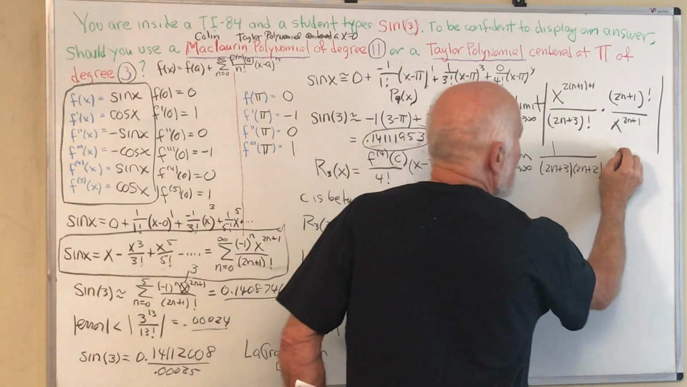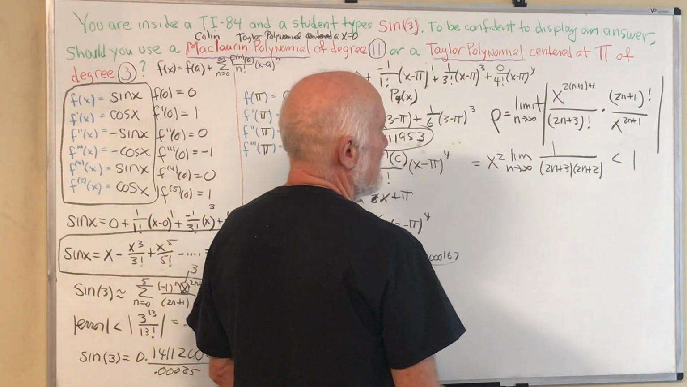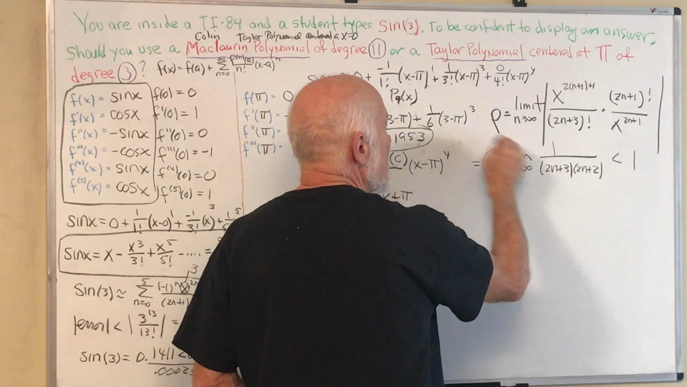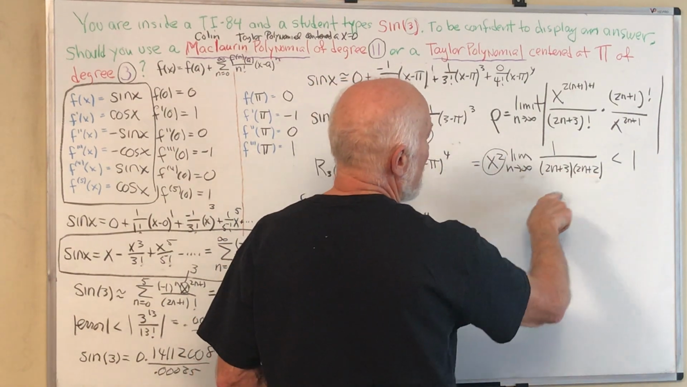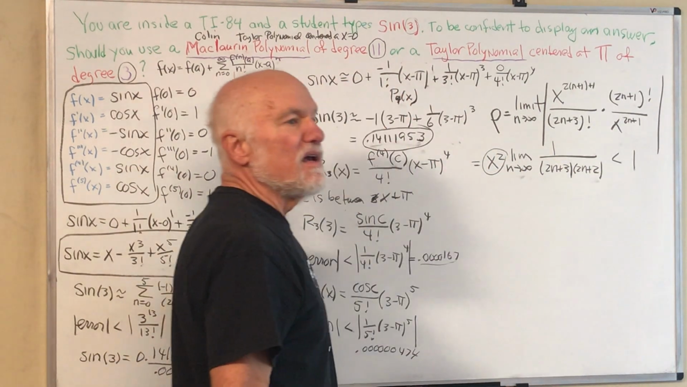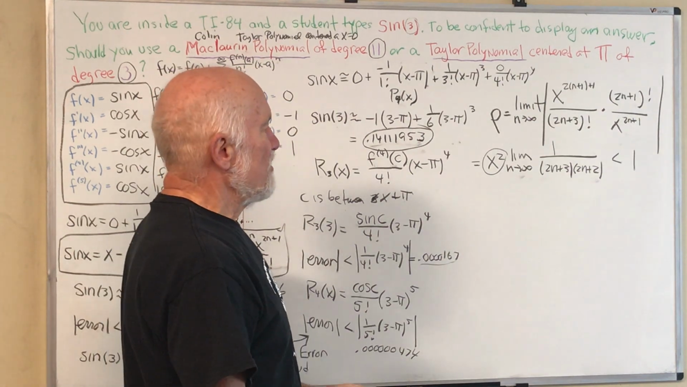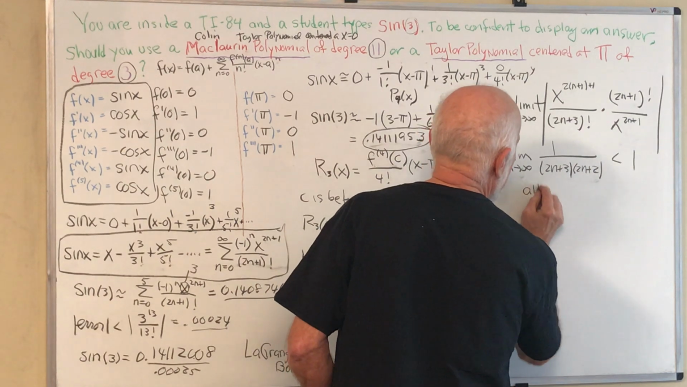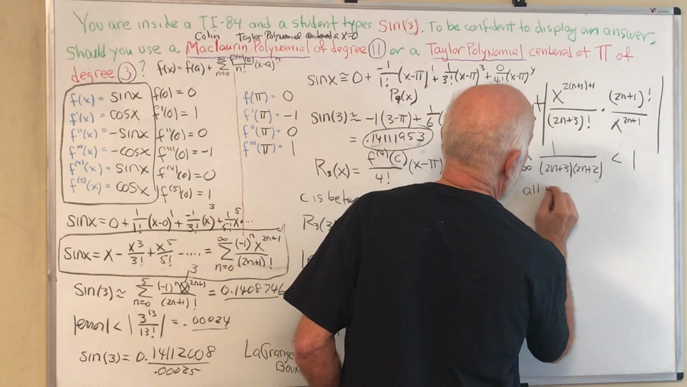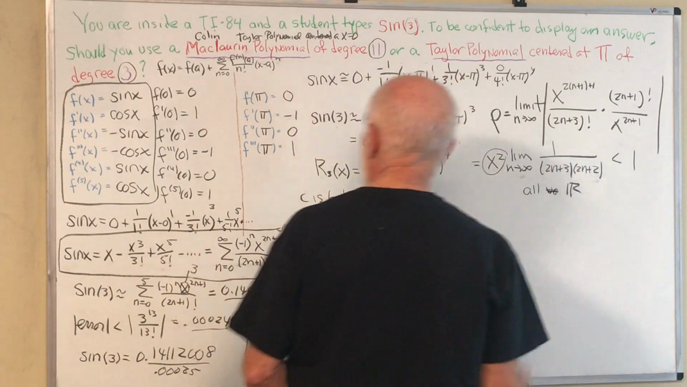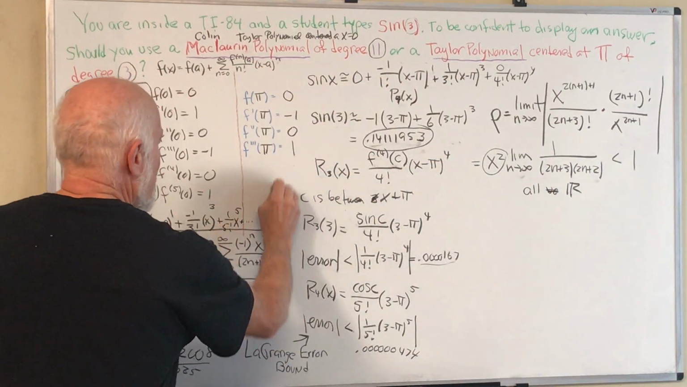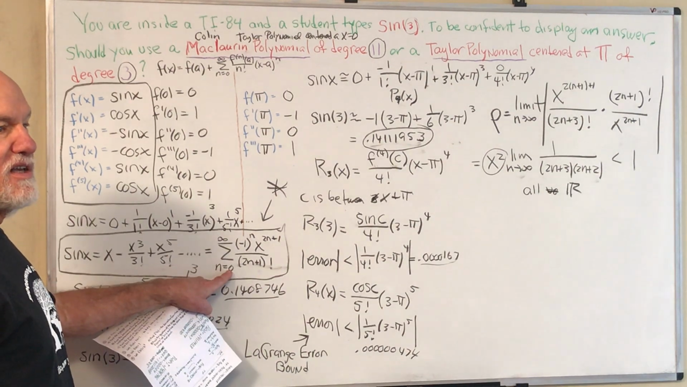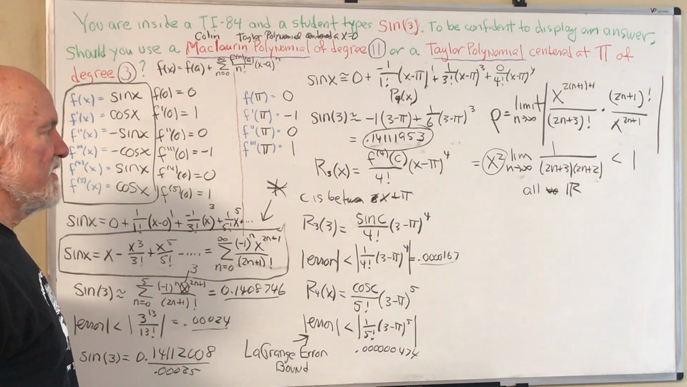And where is this less than 1? Well, as n approaches infinity, no matter what you put over here, we can make this small enough that the whole thing is going to be less than 1. So, good news again. This converges for all real numbers. So this becomes a really important Taylor series, just like the one for e to the x.